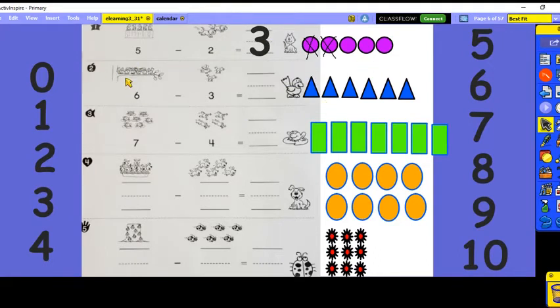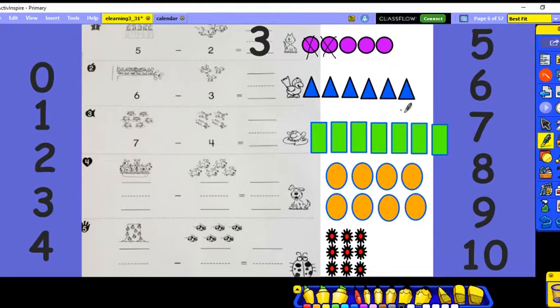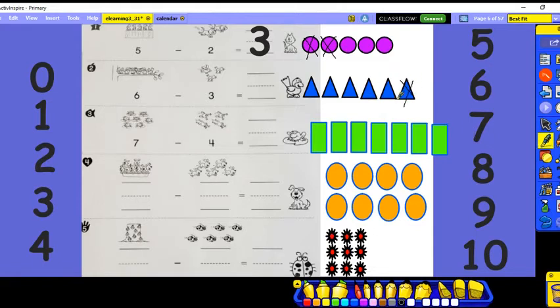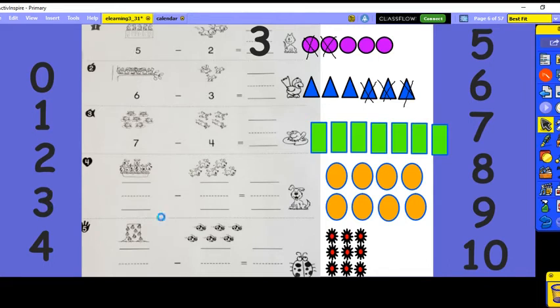Okay, so let's see. We've got 6 birds perched up on the branch and 3 fly away. So let's see. Here's our 6. 1, 2, 3, 4, 5, 6. And 3 fly away. So let's see. 1, 2, 3. How many are left? 1, 2, 3. Good. 6 take away 3 equals 3.